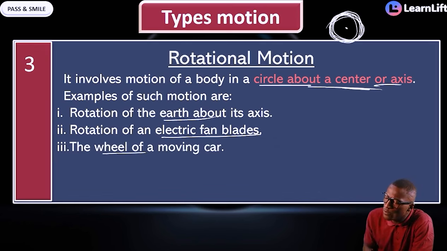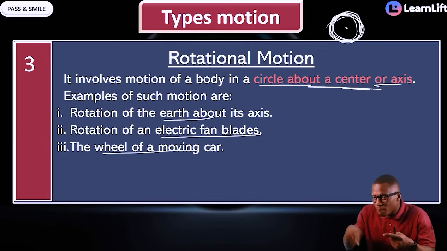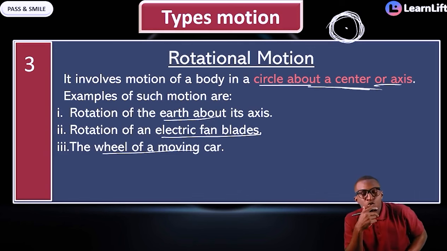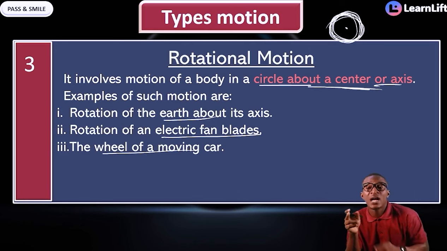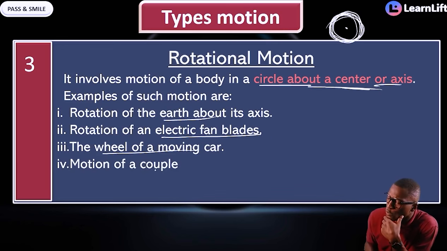Another one is the wheel of a moving car. You see a car moving, the wheel where the tire is. You see the tire moving in a circular path, maintaining that orbit. That motion is what we call your rotational motion. Now, there's a constant question they ask. Are you seeing that? Now, this, which is the fourth example, is called the motion of a couple.